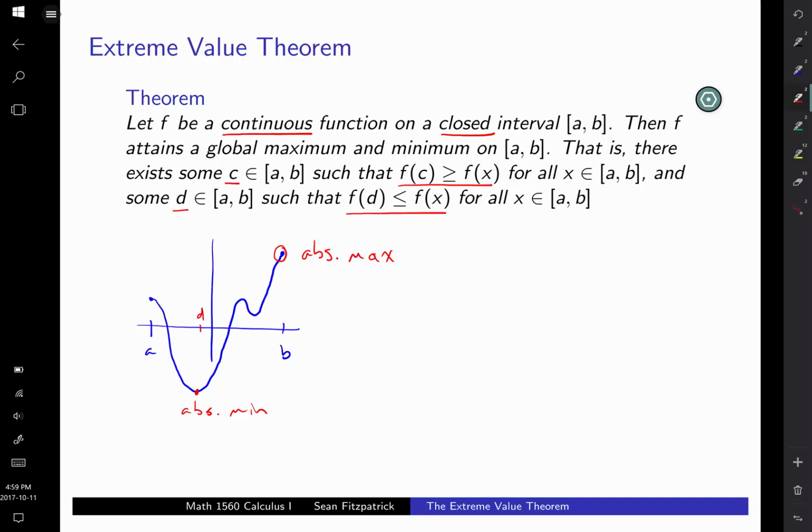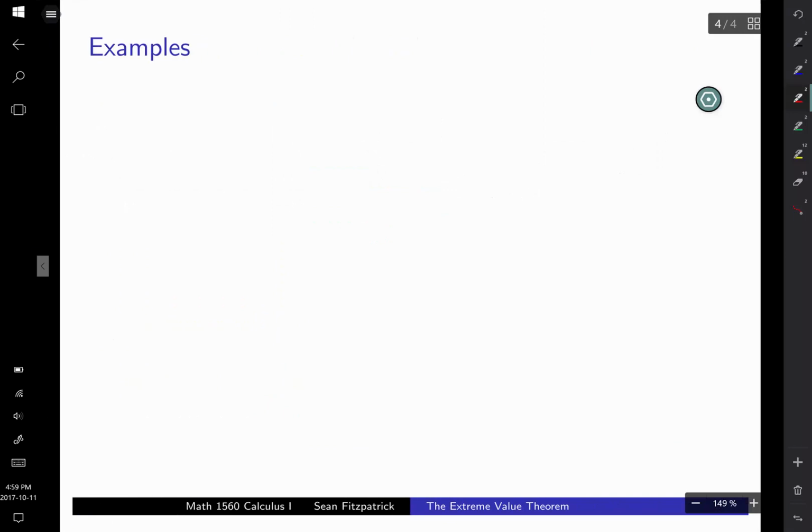So as long as we know that our function is continuous and our interval is closed, then we can go looking for these points. And we'll talk about how to find these points in some later videos. Now, just to give you some examples to show you that the assumptions you're making are essential, let's look at what happens if we had one where f is continuous, but we're dealing with an interval that's not closed.